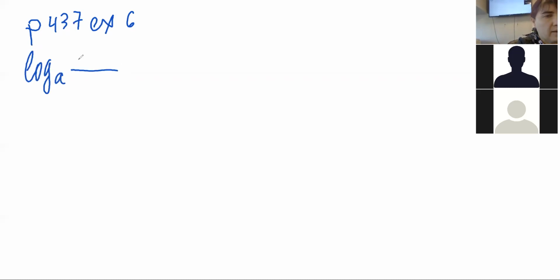Okay, so let's do this. Express in terms of sums and differences. Example 6, page 437. Okay, let's start. Logarithm with base A of x squared times y to the 5th times z to the 4th. Okay, you expand. Now expand it. Everything needs to go out, which can go out.